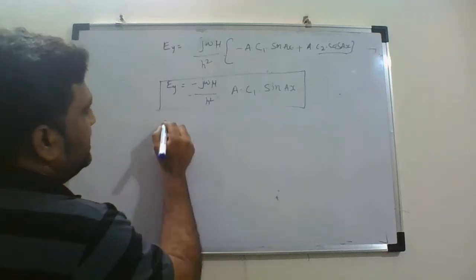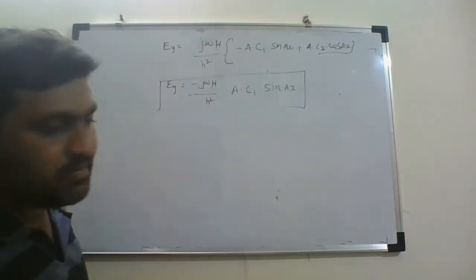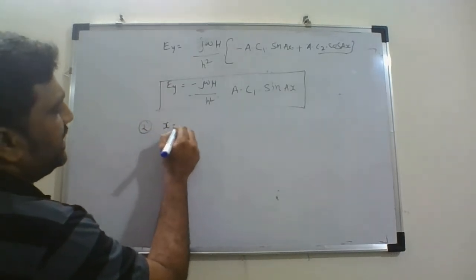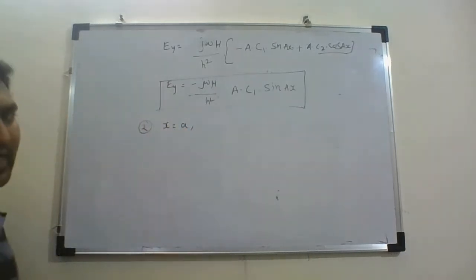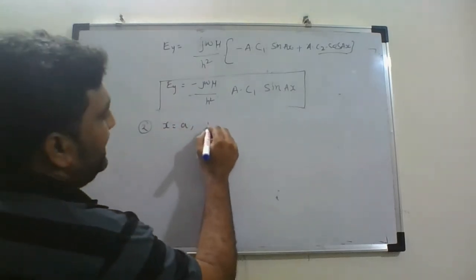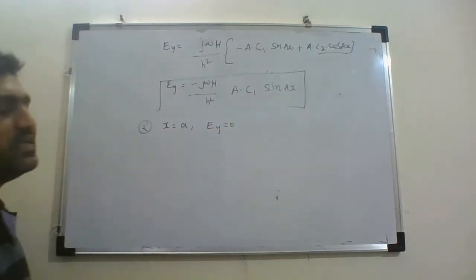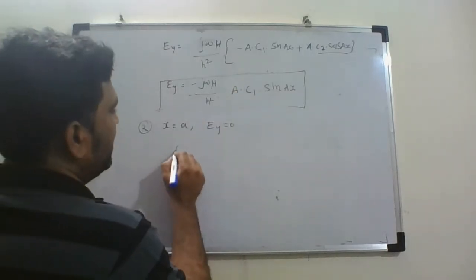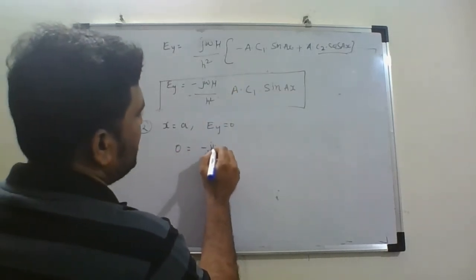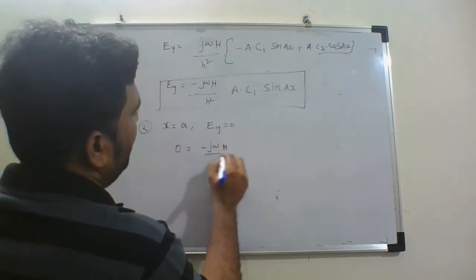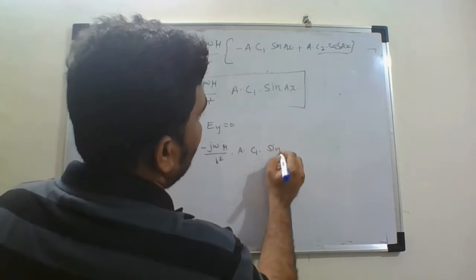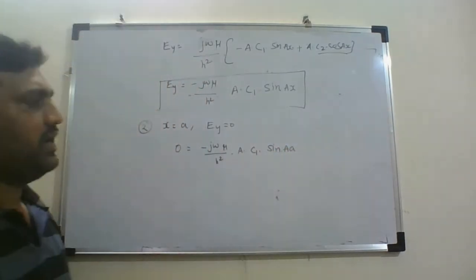Now let us apply the second boundary condition. What is the second boundary condition? It says that whenever x is equal to small a, which is a constant, again Ey will be equal to 0. So let us substitute that here. 0 is equal to minus j omega mu by h square into a into C1 into sin aa.